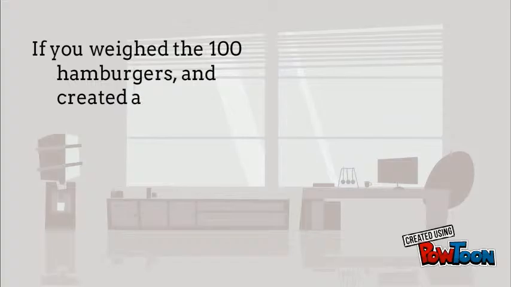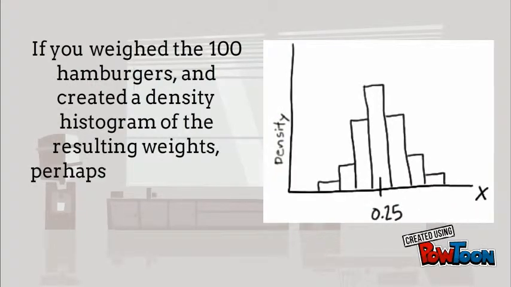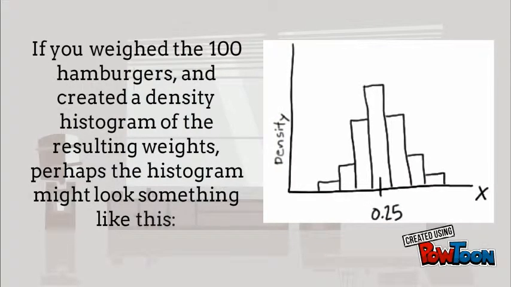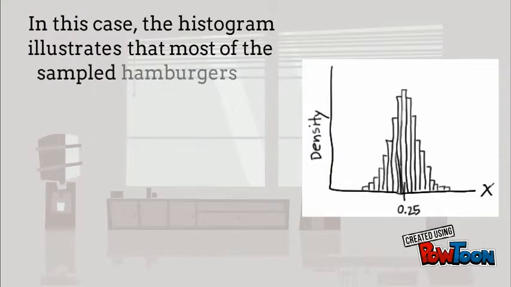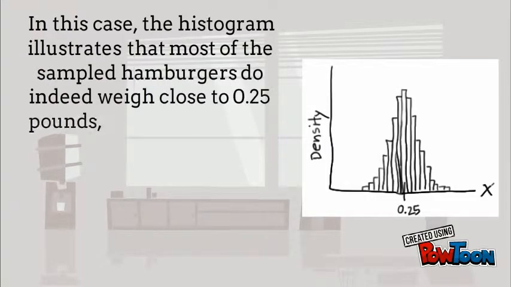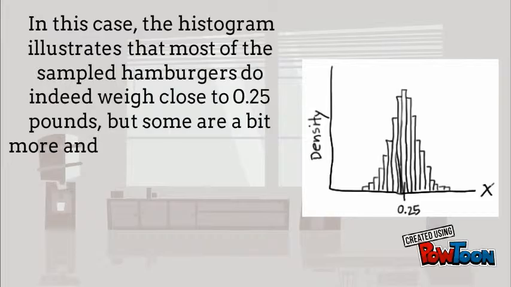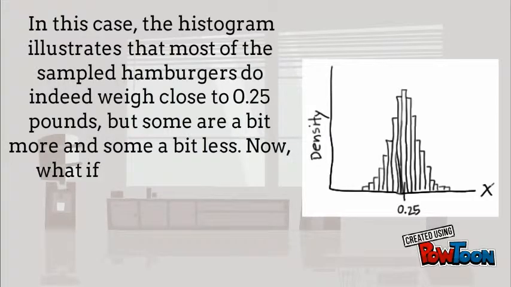If you weigh 100 hamburgers and create a density histogram of the resulting weights, perhaps the histogram might look something like this. In this case, the histogram illustrates that most of the sample hamburgers weigh close to 0.25 pounds, but some are a bit more and some a bit less.